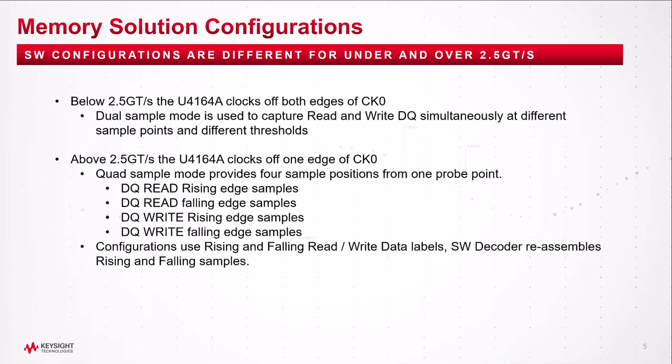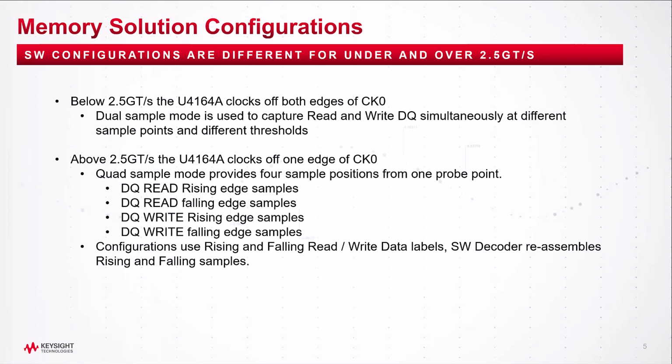The memory solution configurations are different depending on whether you're over or under the 2.5 gigatransfers per second data rate. This is because of the clock specification. Below 2.5 gigatransfers per second, the U4164A will clock off both edges of CK0 from the system under test. Dual sample mode is used to capture read and write DQ simultaneously at different sample points and different thresholds. This is because dual sample mode gives us two labels, two samples from each signal into the logic analyzer.